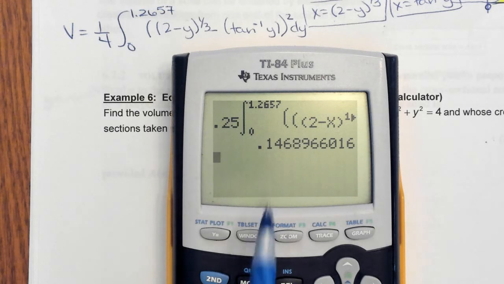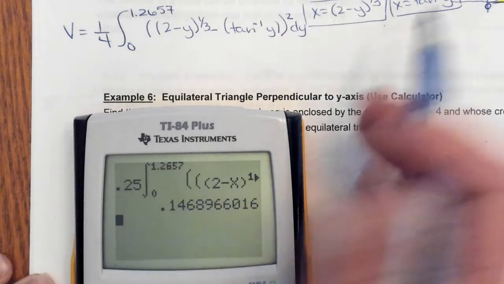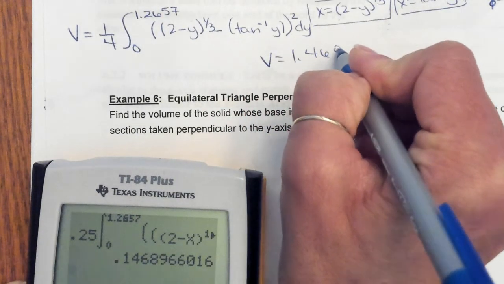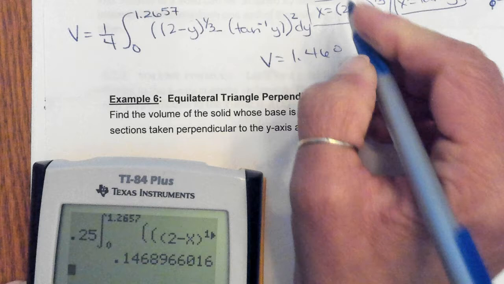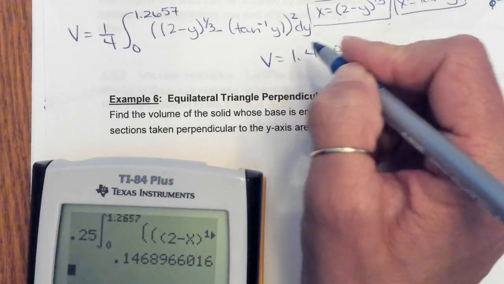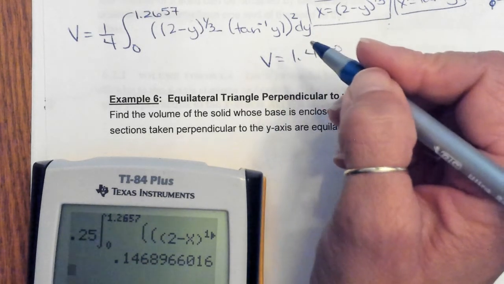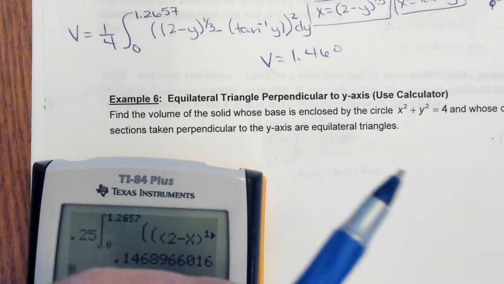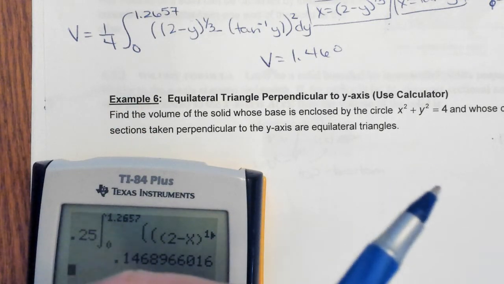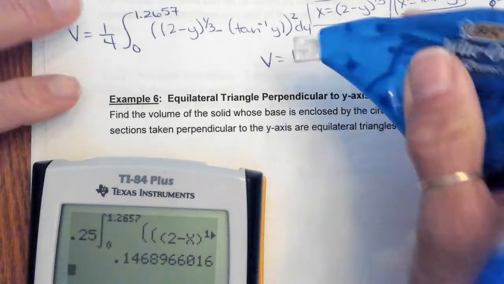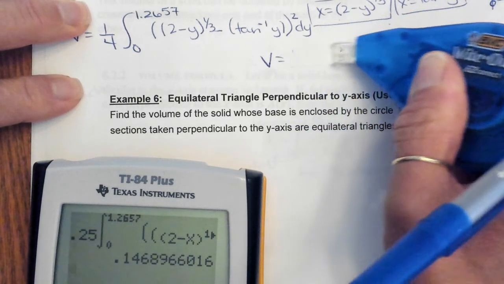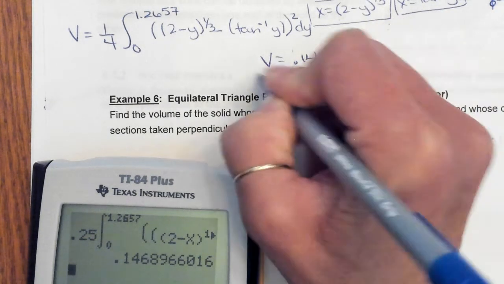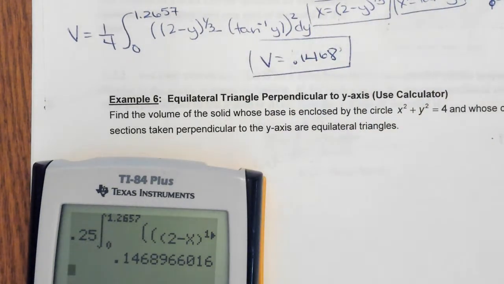Nope, that's right. So this volume is 1.46. Oh, no. This is not 1.4, but 0.15. So it's 0.1468. Okay, one more problem.